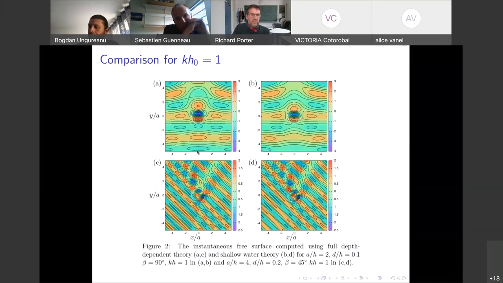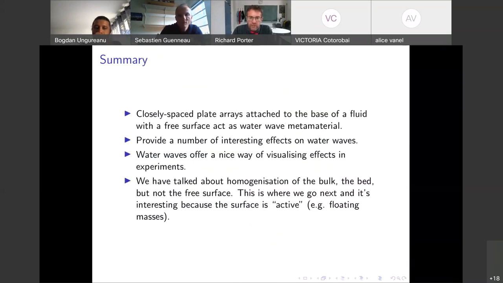These two look reasonably good in agreement, but there are some quite significant differences. And if you look at other metrics rather than just the surface elevation, you can see that there are quite significant differences, apart from when the wavelength is much, much longer than the depth, and then these two things start to agree. That's basically all I want to say.